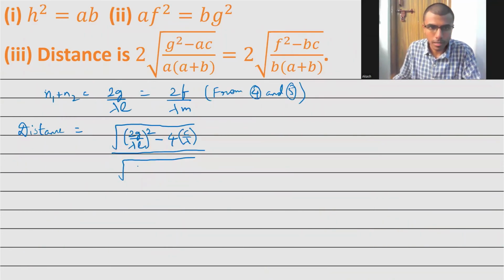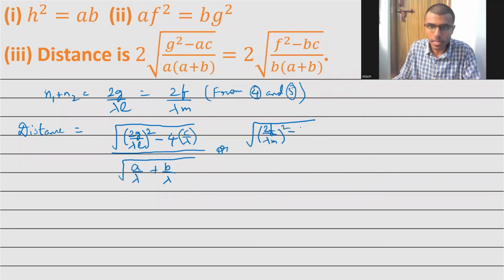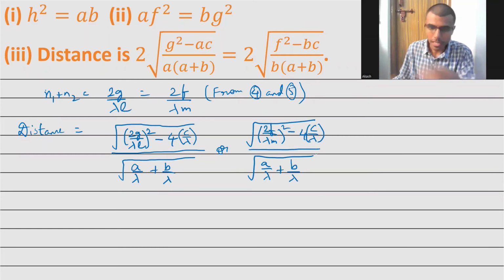This would be nothing but L square plus M square, so A by lambda plus B by lambda. The distance is nothing but equal to under root, what was my other case for n1 plus n2? It is 2f by lambda. So this would be nothing but under root of 2f by lambda m whole square minus 4 times c by lambda, divided by the same, a by lambda plus b by lambda.